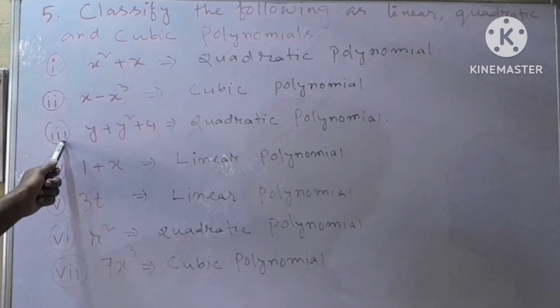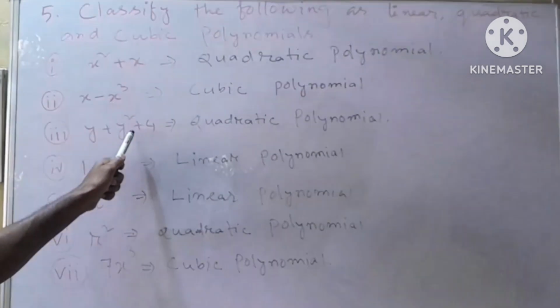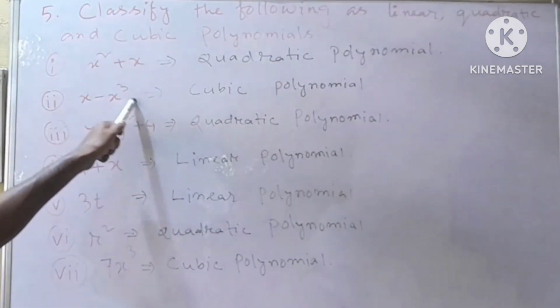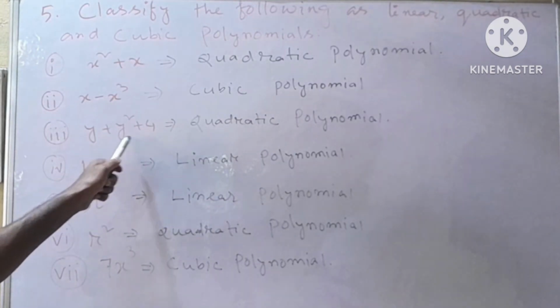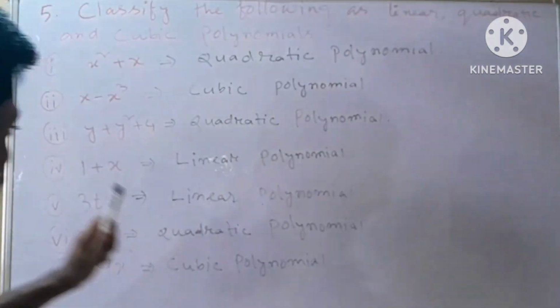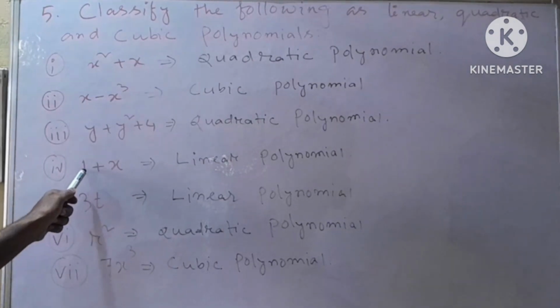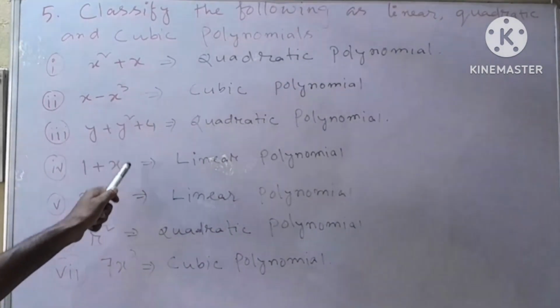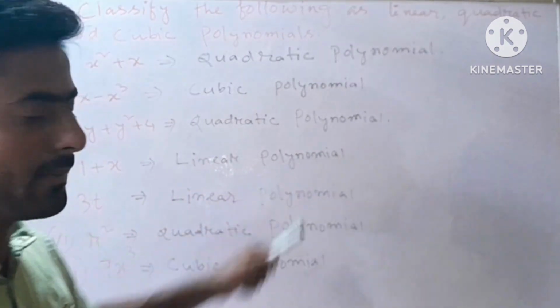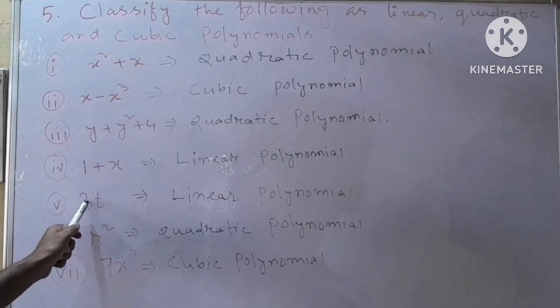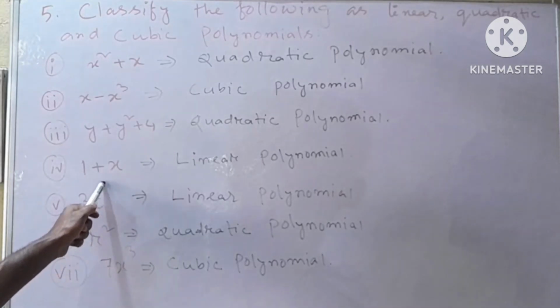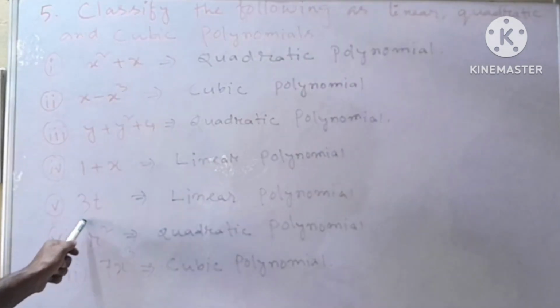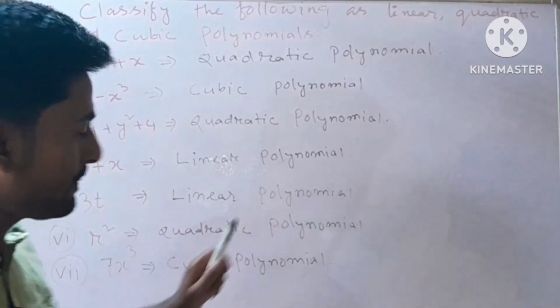Next, Roman number 3, y plus y square plus 4. The degree of this polynomial is 2, and hence it is a quadratic polynomial. Next, Roman number 4, 1 plus x. Since the degree of this polynomial is 1, it is a linear polynomial. Next, Roman number 5, 3t. Since the degree of this polynomial is also 1, it is a linear polynomial.